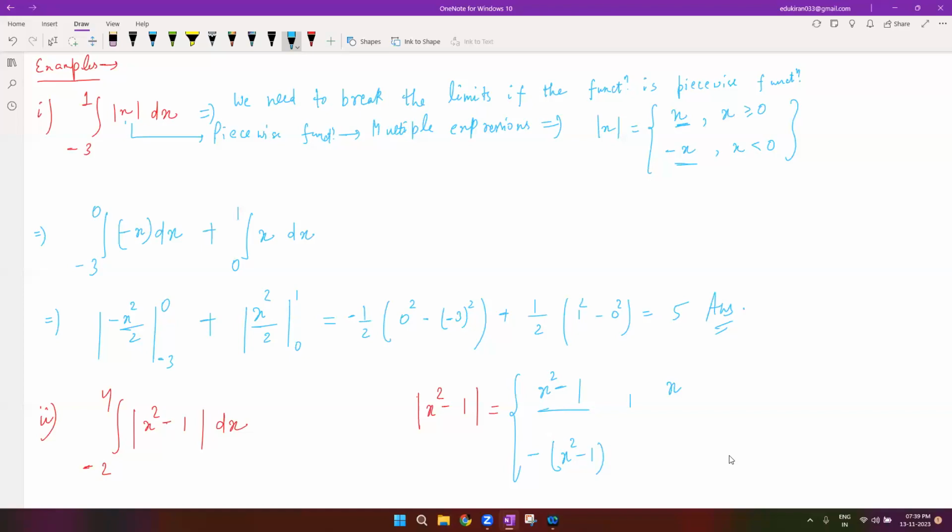So remove the modulus if the quantity inside is positive. Remove the modulus with a negative sign if the quantity inside is negative. Come again, please. Remove the modulus directly if the quantity inside is positive. Remove the modulus with a negative sign if the quantity inside is negative.